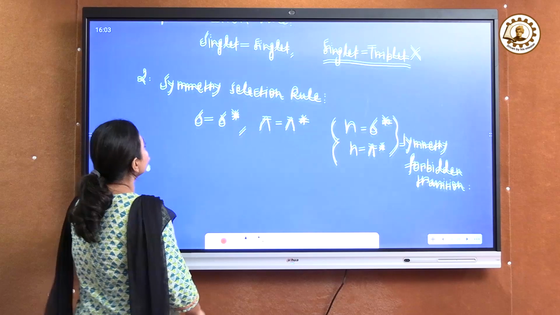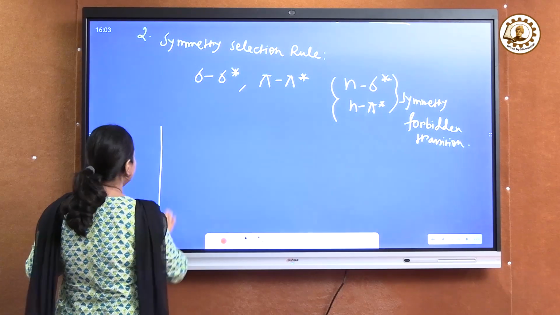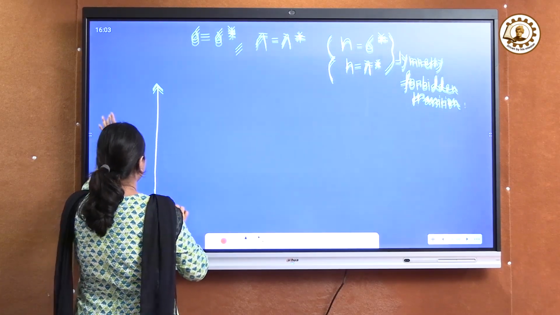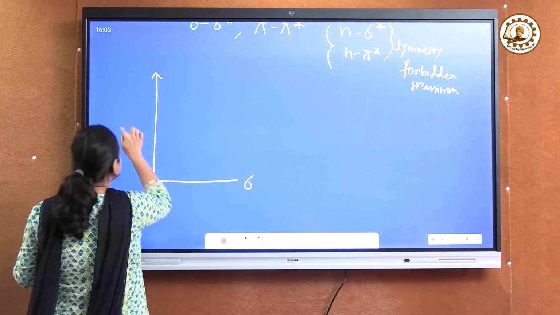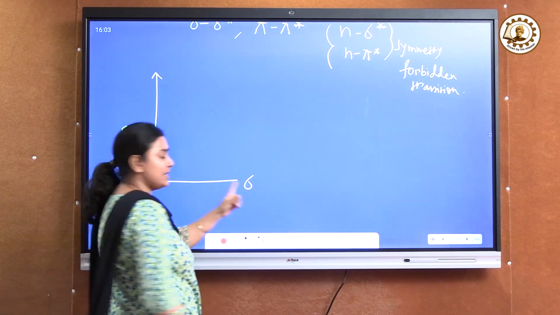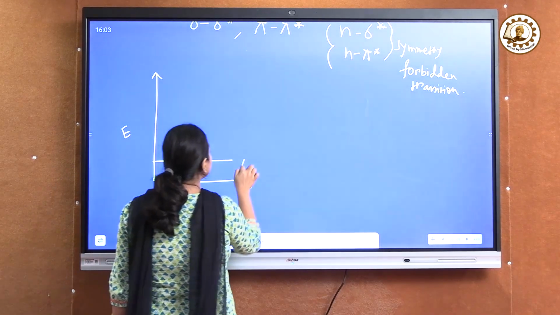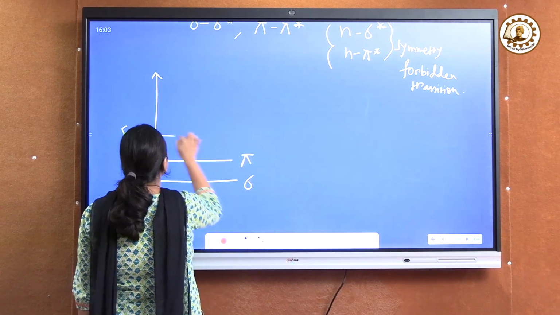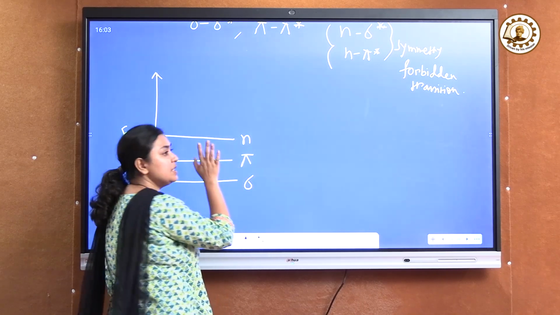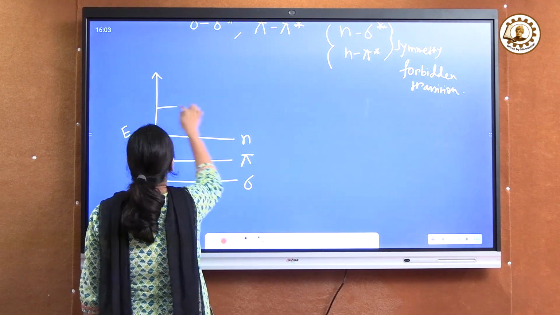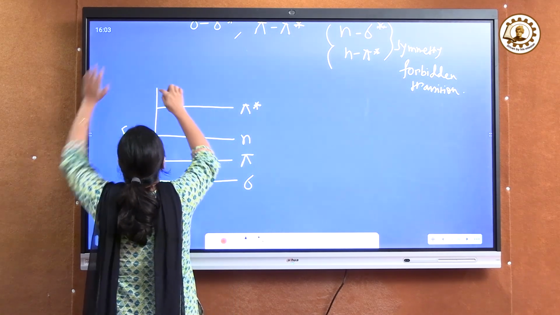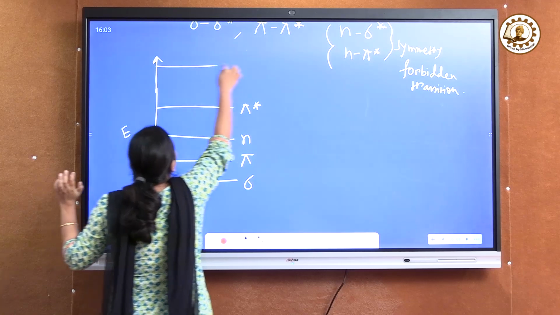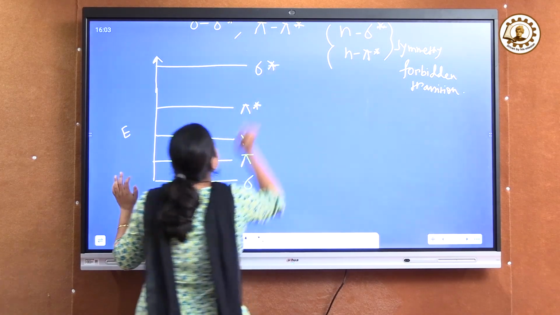Now we will be drawing the energy diagram. Sigma has the lowest energy. Then we will have pi, then n, that means non-bonding electronic levels, then pi star, and this is sigma star.